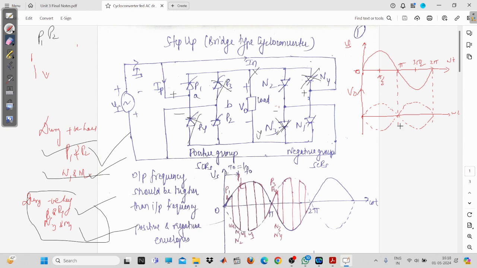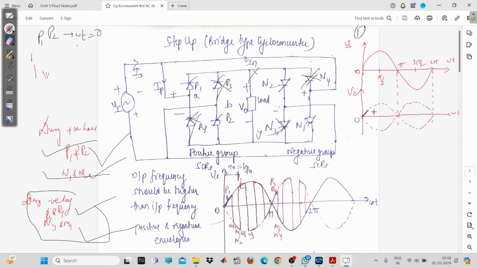So what is going to happen? You will have to go at omega t equal to 0. Now suppose at omega t equal to 0, you are giving a gate pulse to P1 and P2. So you can see, this is the positive envelope, because the load voltage is going to follow the nature of the supply voltage, and right now the nature is this only.